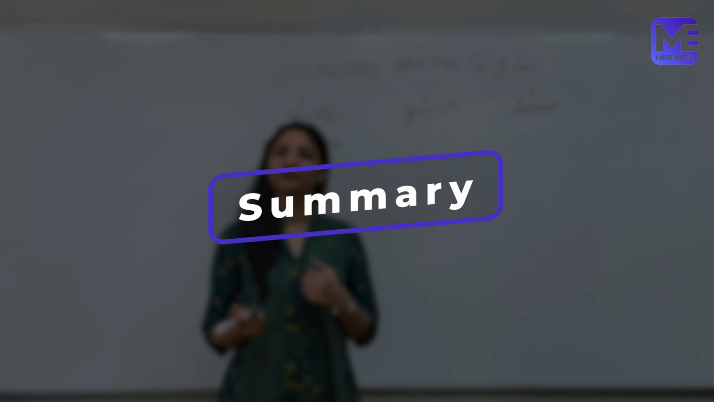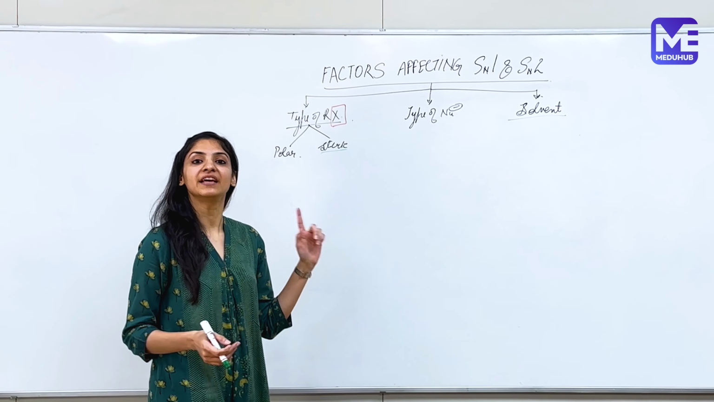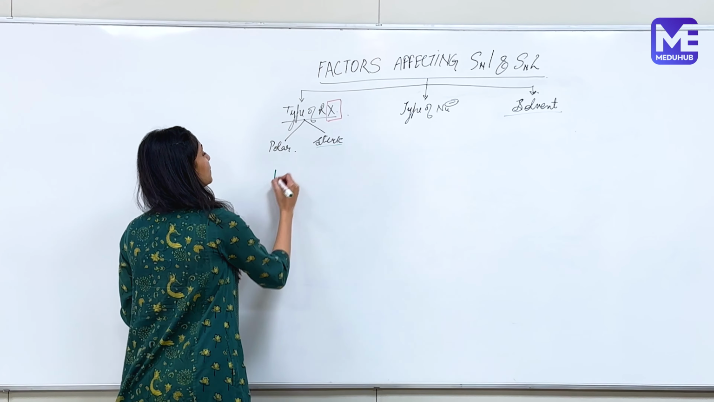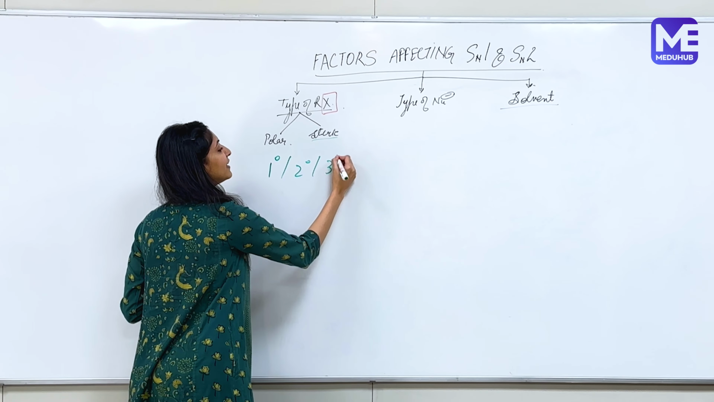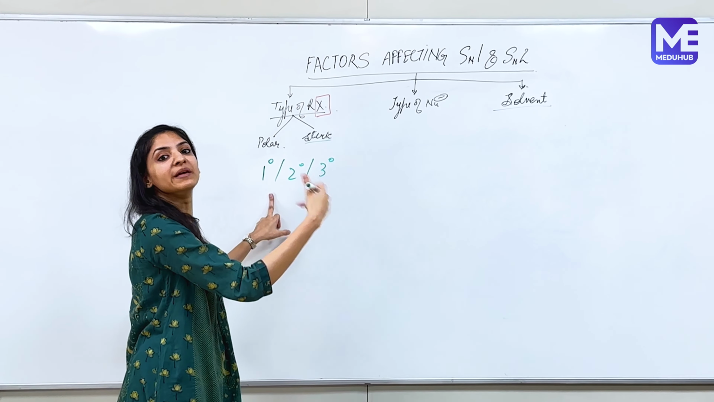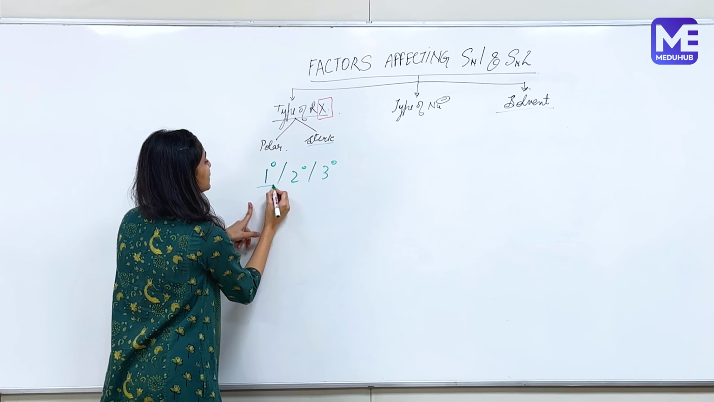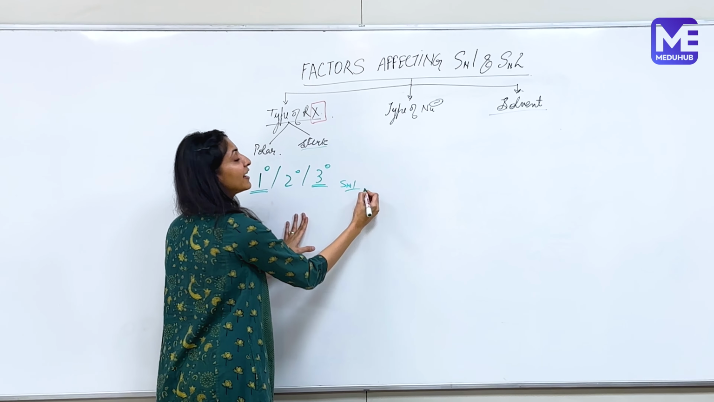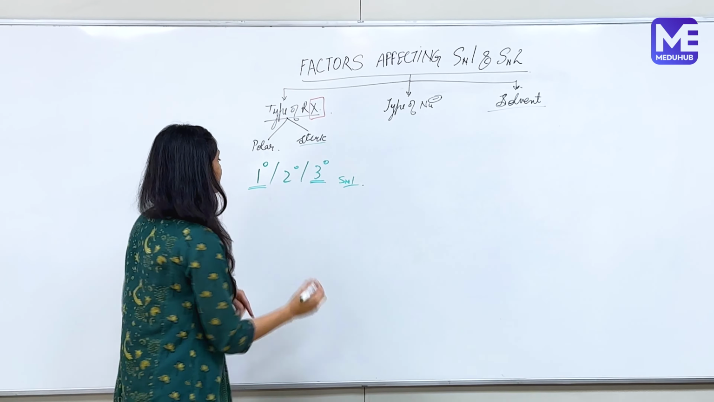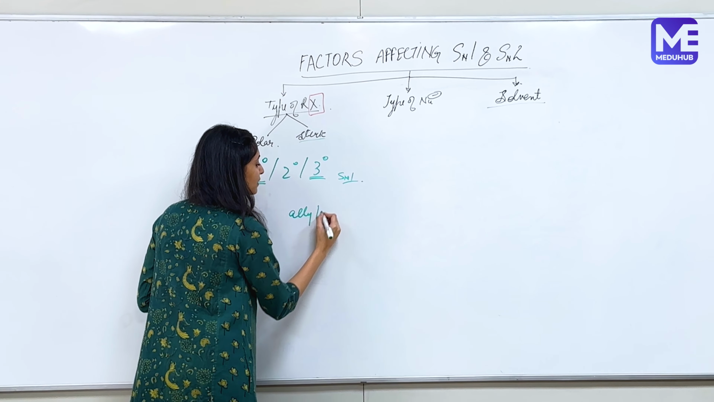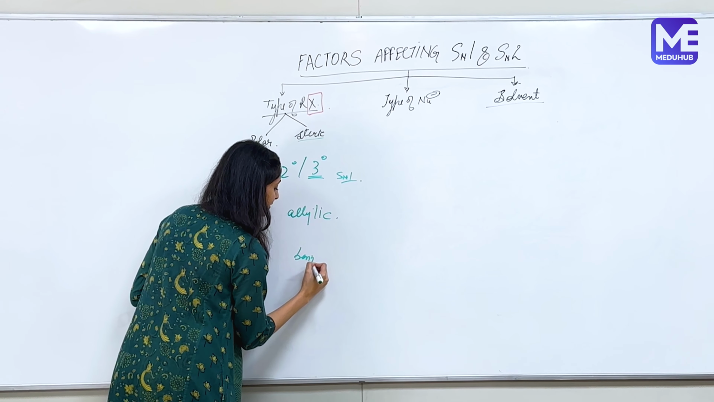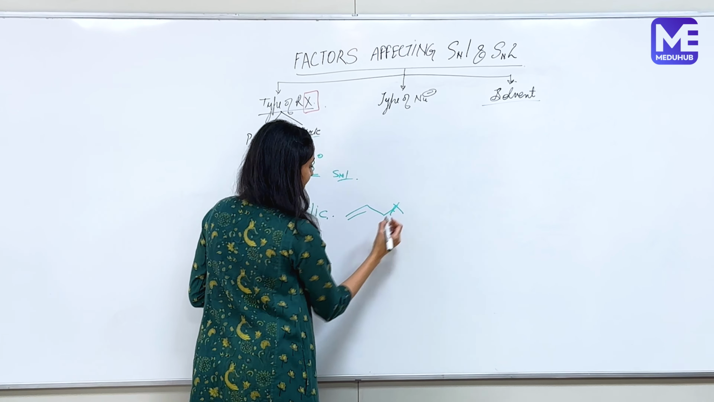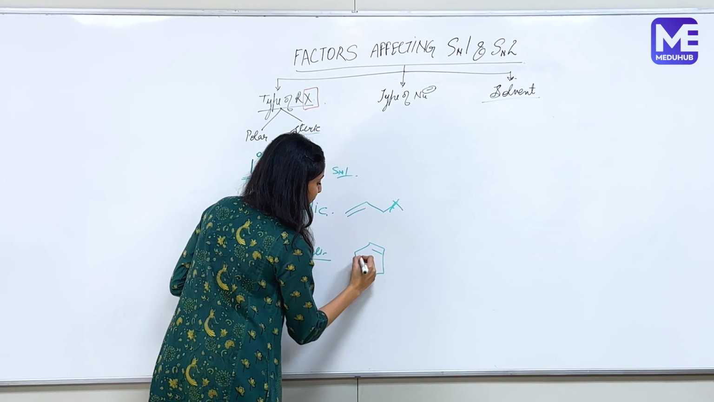So let us summarize what we learned today. We discussed the factors affecting Sn1 and Sn2 mechanism. The first factor is the type of alkyl halide. So a 1 degree, 2 degree or 3 degree alkyl halide determines whether a reaction is going to be Sn1 or Sn2. In case of a 1 degree halide, an Sn2 reaction is favored. In case of a 3 degree, an Sn1 reaction is favored. There is a special case here in the case of an allylic or a benzylic halide. Let us discuss it. This is an allylic halide and this is a benzylic halide.